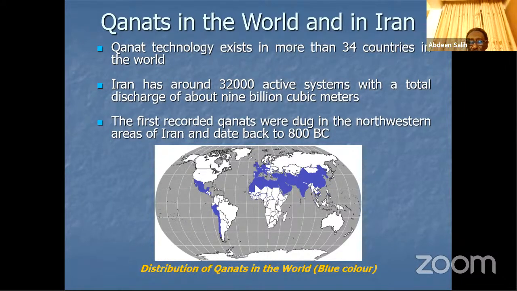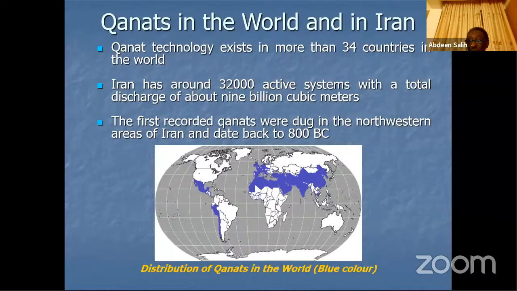But the worst enemy of Qanat is pumping. When they developed pumps, even in the countries where I was director with UNESCO, like Pakistan and Afghanistan and Turkmenistan, they used to have Qanat, but they destroyed it by putting pumps on. But Iran, till this day, has around 32,000 active systems, with a total discharge of about 9 billion cubic meters per year. Also, the Sultanate of Oman is one of the countries preserving this unique sustainable system of Qanat. In fact, a couple of Qanats became part of the UNESCO World Heritage sites.